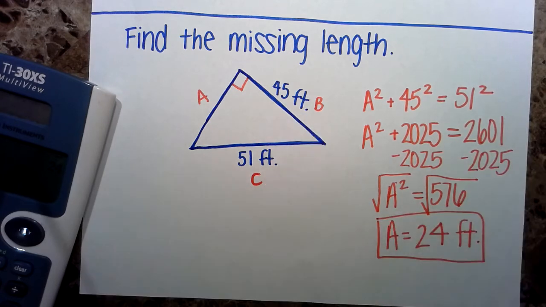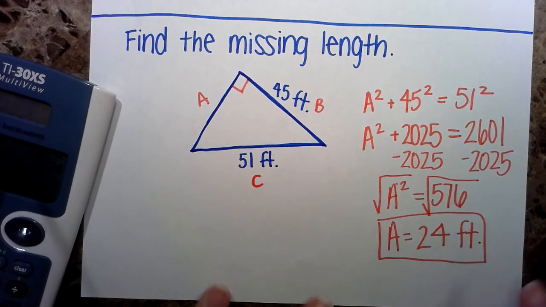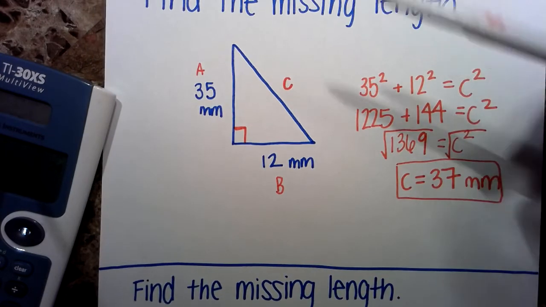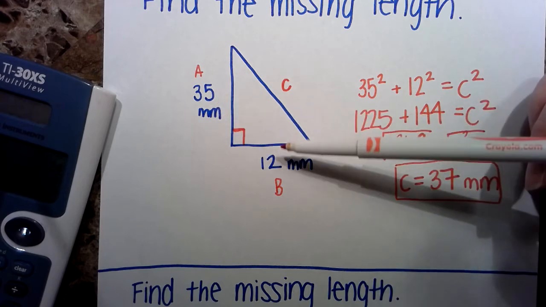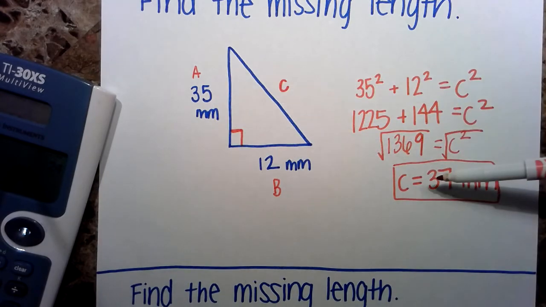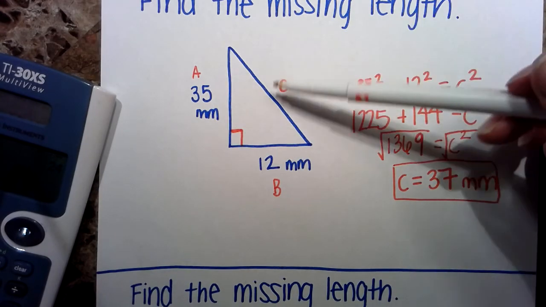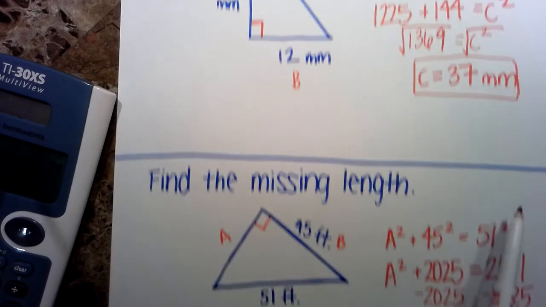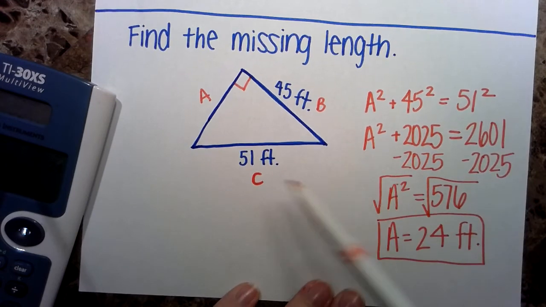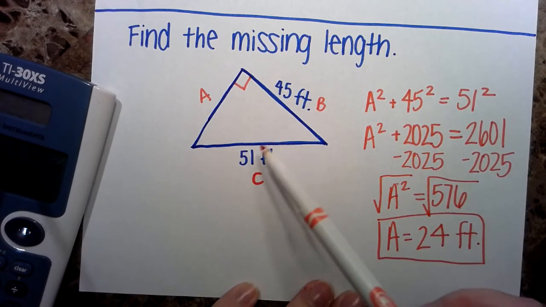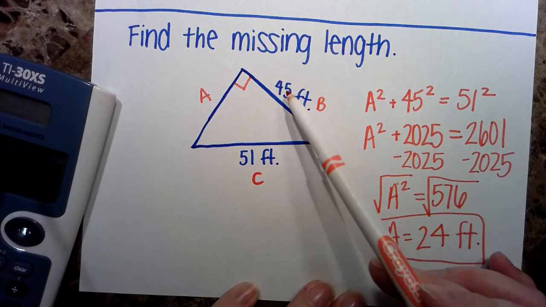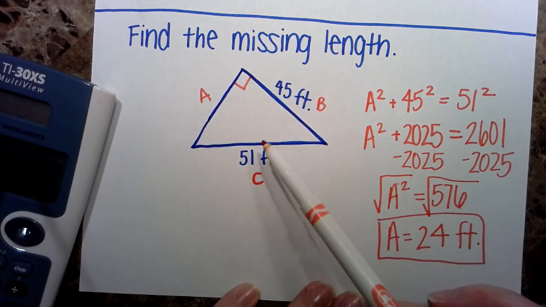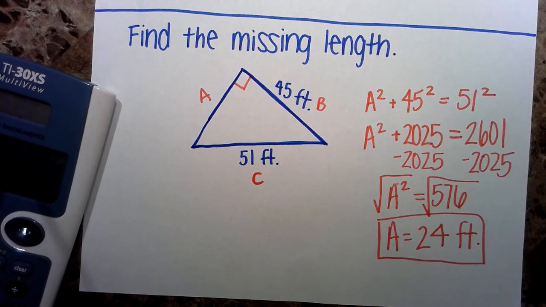How you justify if your answer is correct, and this is for both of them, is just look to see, are your two legs less than your hypotenuse? Technically, 37 is my hypotenuse, so 35 and 12 are less than that, so that makes sense. With this one, the hypotenuse is 51, 45 is a leg, and 24 is a leg, so those two are both less than 51, which means our answers would be correct.